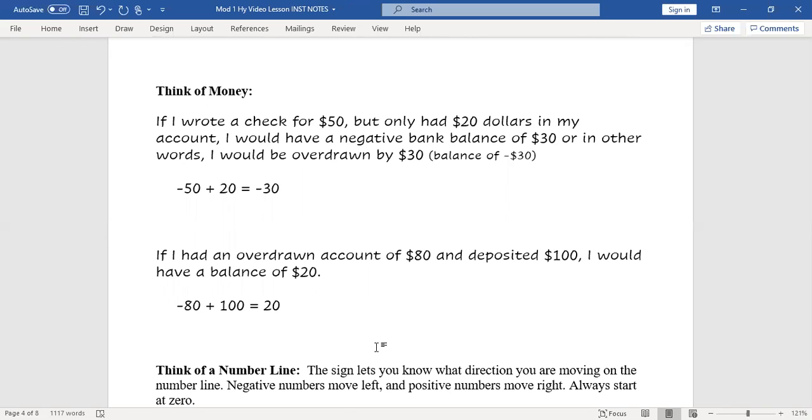Another example with money is if I had an overdrawn account to begin with of $80 and I deposited $100, I would have a balance of 20. So as an equation with integers, I would have -80 plus 100 equals 20. They're different signs, so I really subtract. I take the 100 minus the 80, I get my 20, and since my 100 was positive, my answer is positive.